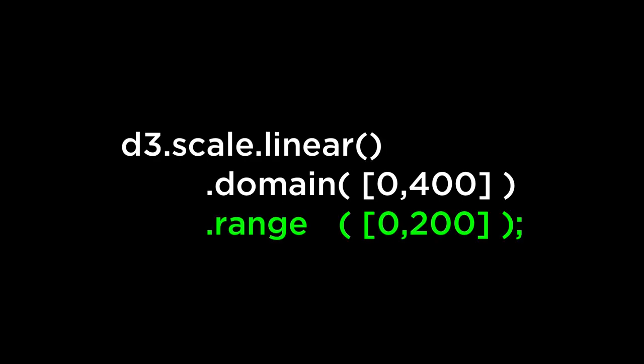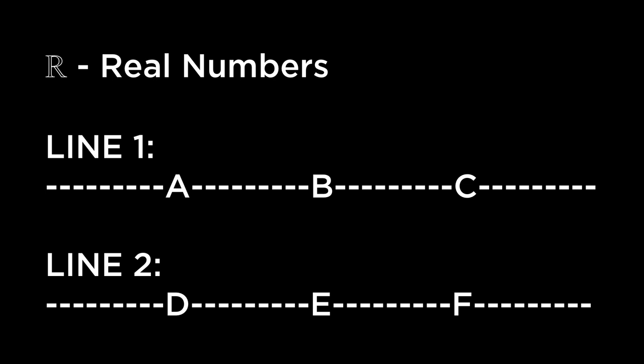D3 linear scale range. In this example, the range takes one array that contains 2 numbers in it. Note, these numbers can be anything you want. These numbers should cover all of the possible values that you want the data to be mapped to. D3 scale linear maps a real number line to a second real number line. To visualize this, imagine a line that has numbers.